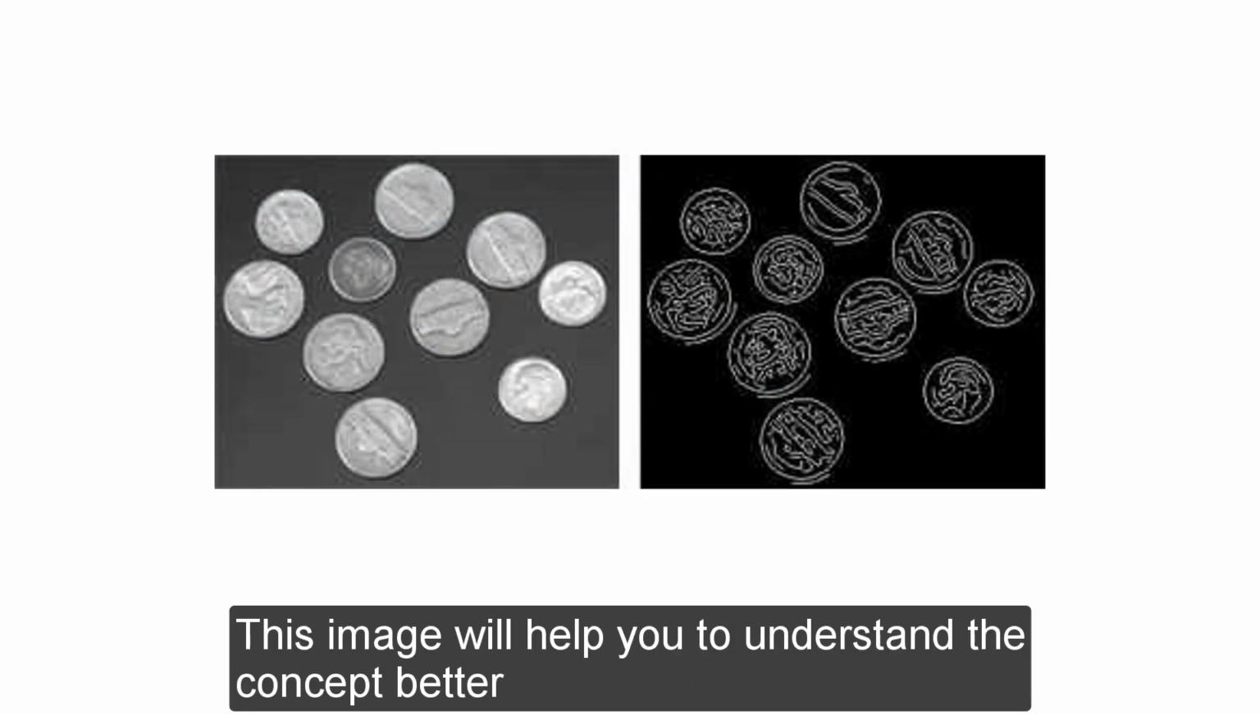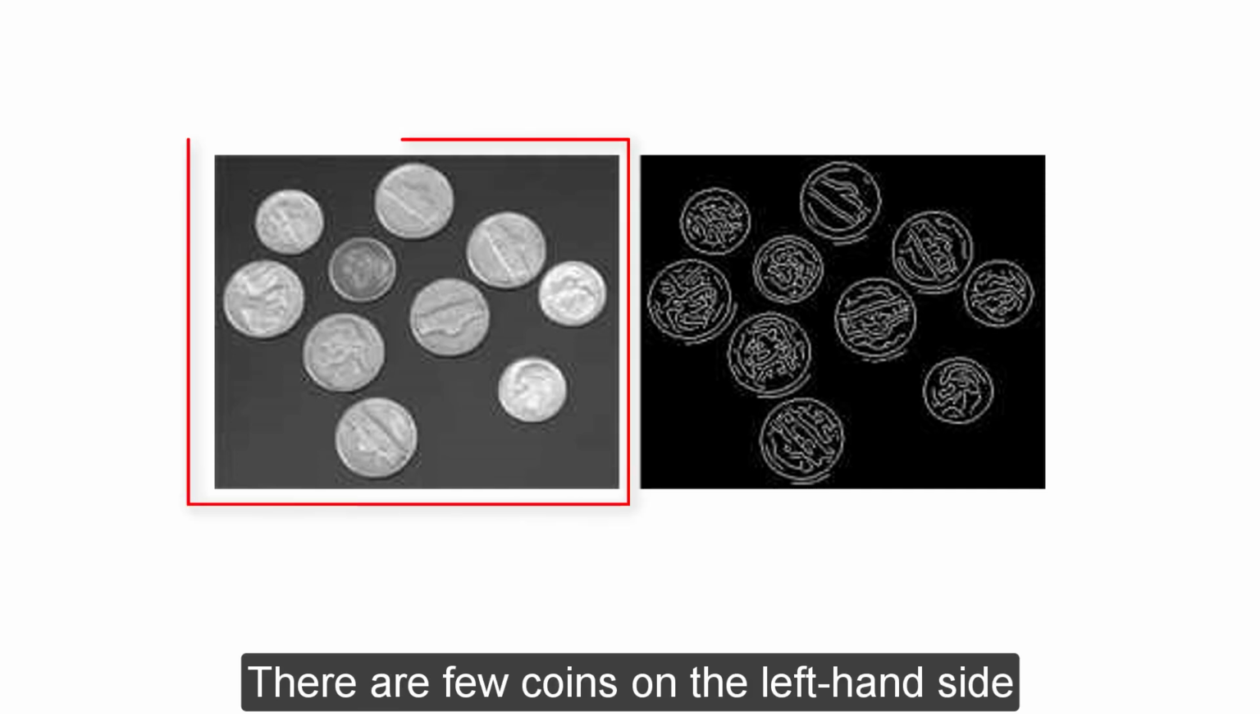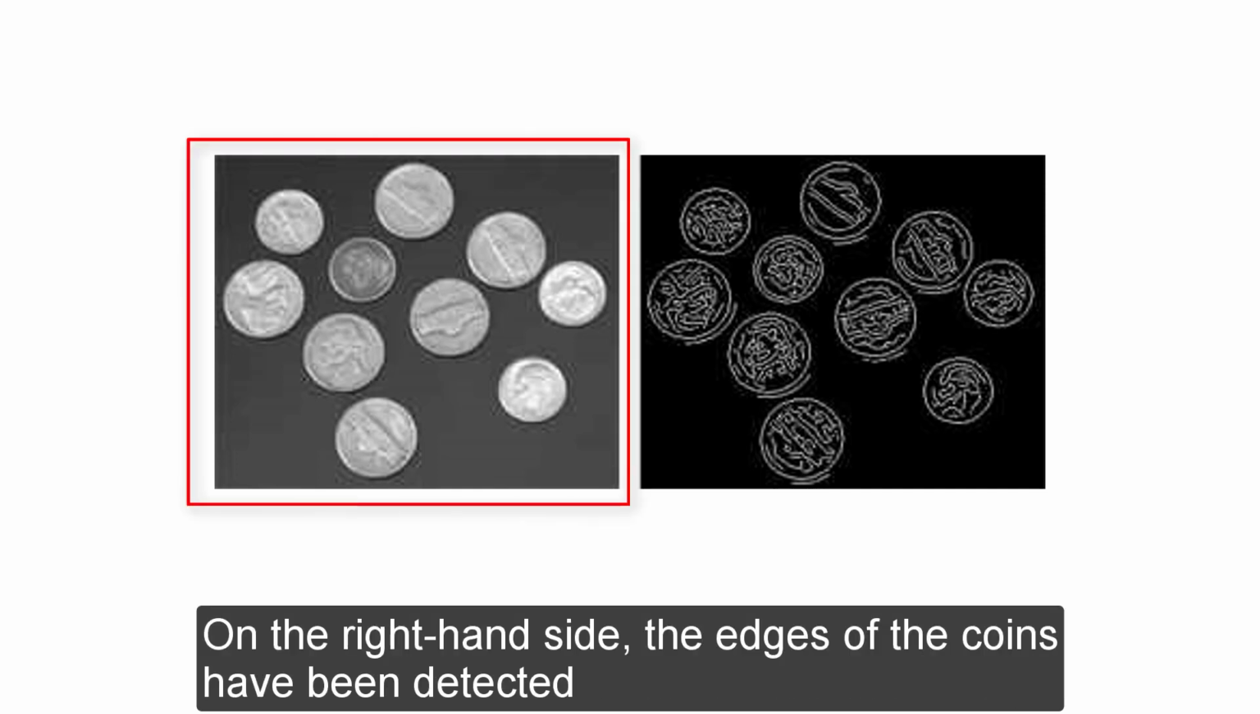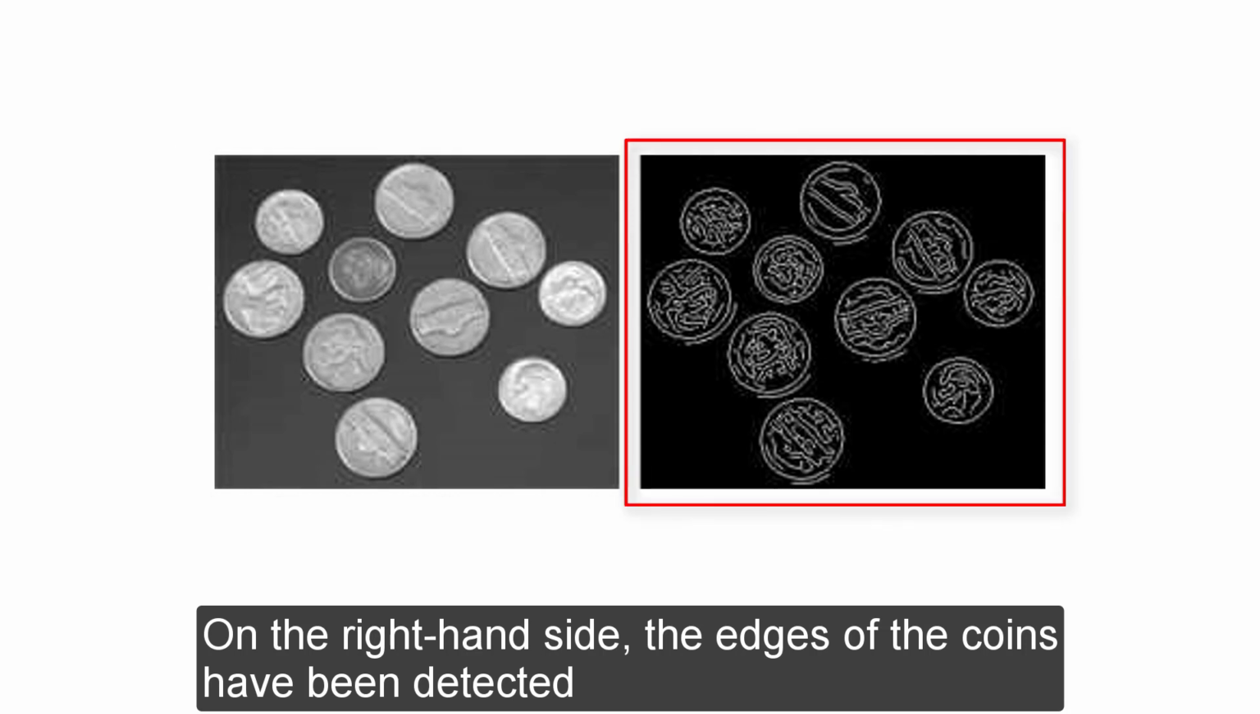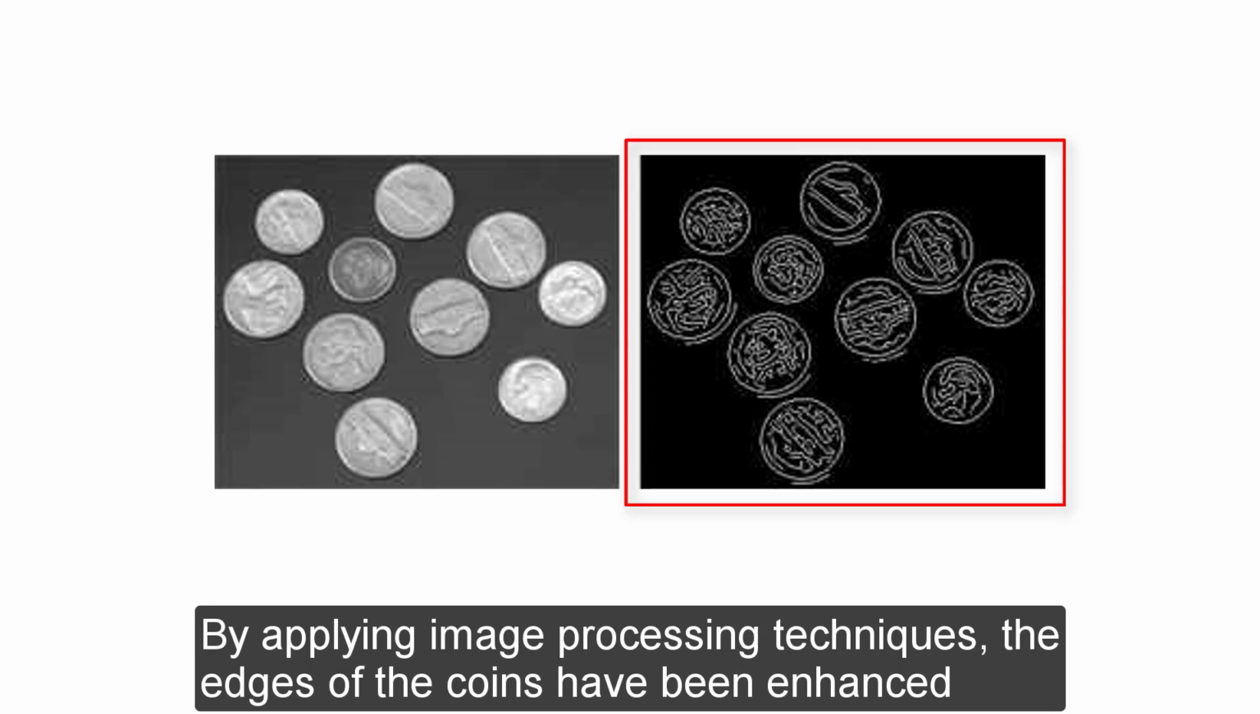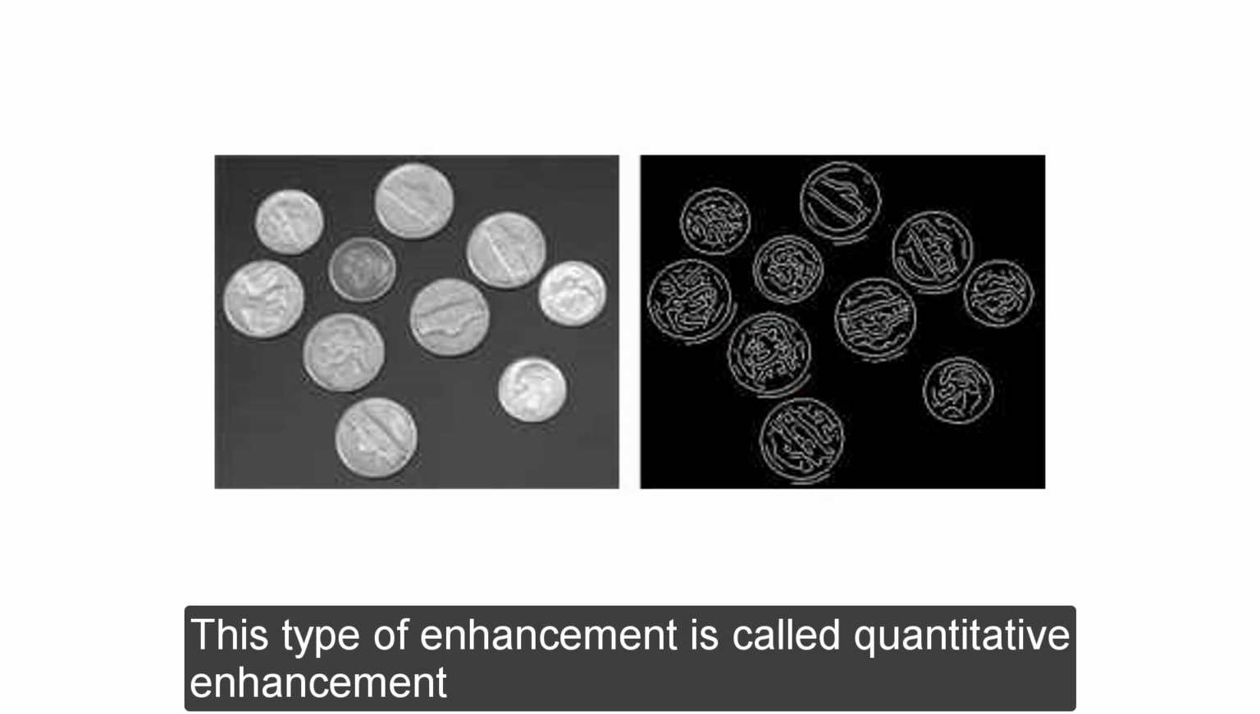This image will help you to understand the concept better. There are few coins on the left-hand side. On the right-hand side, the edges of the coins have been detected. By applying image processing techniques, the edges of the coins have been enhanced. This type of enhancement is called quantitative enhancement.